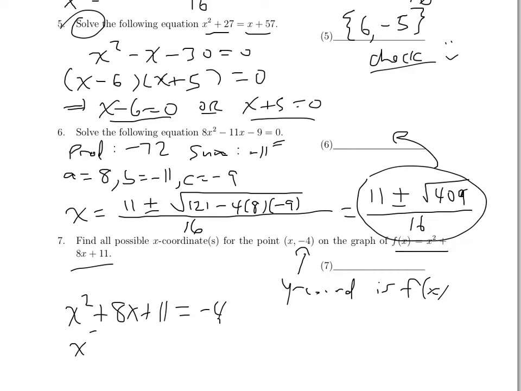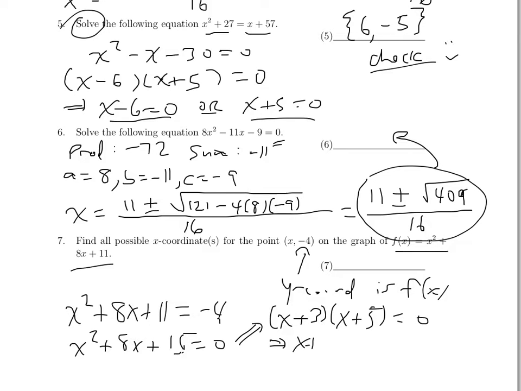And so I use the same strategy again. I want to get 0 on the right-hand side. I want to give it a second to try to factor it. In this case, it does factor. I need two numbers whose product is 15, whose sum is 8. That's easy. That's just 5 and 3. And so for the product, x plus 5 times x plus 3 to be 0 means that either x plus 3 is 0 or x plus 5 is 0.